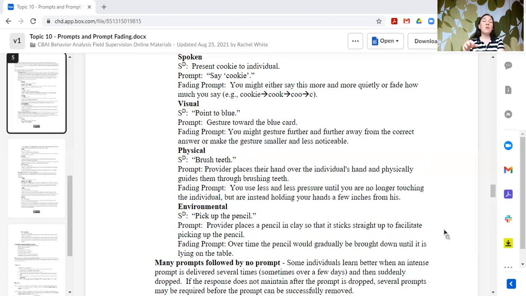A partial physical might be defined as less than that, more than 2 seconds of contact, but not having to support the full weight, something along those lines.